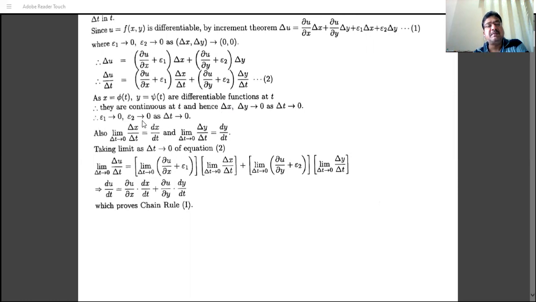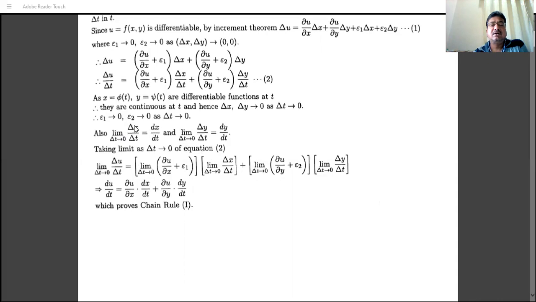So the combined statement is what? Epsilon 1 and epsilon 2 tend to 0 as delta t tends to 0. Then taking the limit as delta t tends to 0 of equation 2, delta x by delta t as delta t tends to 0 is dx by dt.